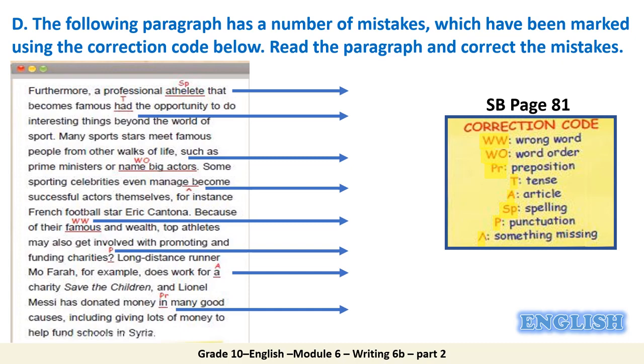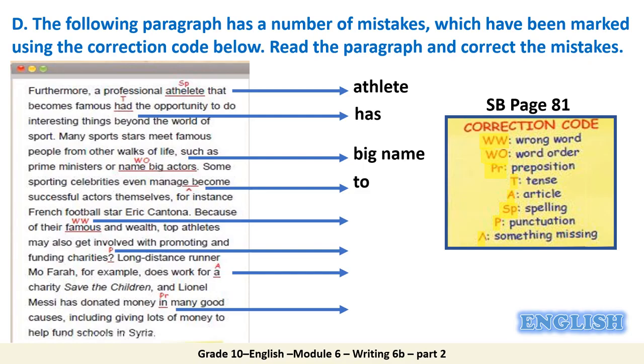Okay, time to correct. Mistake number 1, athlete, which is a spelling mistake. It should be written like this, A-T-H-L-E-T-E. After that, had, which is a tense mistake, it becomes has. Then, name big, which is a word order mistake, becomes big name. Then we have a missing word, and it's to.